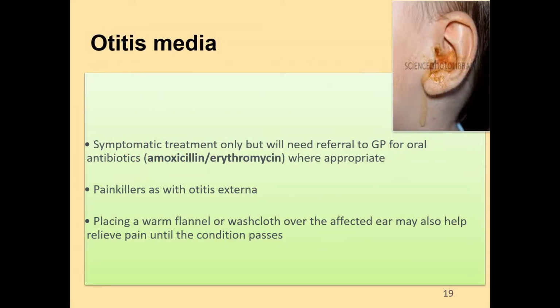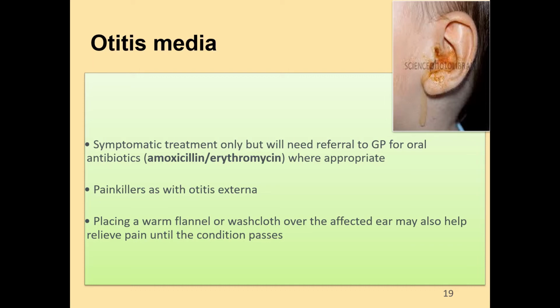So otitis media, the picture here is showing an otitis media with exudate or pus that's leaking from the ear. You can see the pinna looks normal apart from being covered in some gunk. So it's not otitis externa. The gunk is coming from the middle ear.